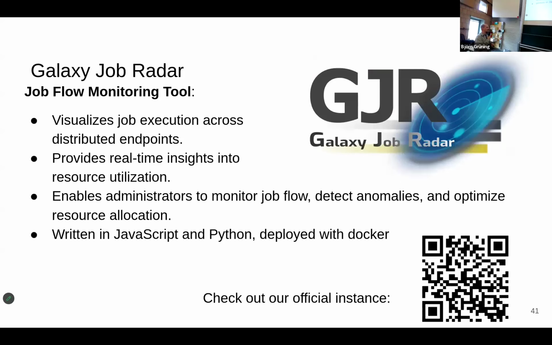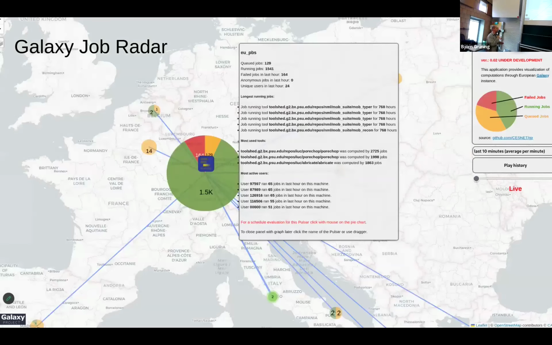In this context, the Galaxy Job Radar was also developed. It's a visualization tool, supposed to show real-time job distribution, which admins could use to detect maybe faulty destinations. That's kind of what it looks like. There have been some improvements on this, so I should probably get an updated slide for this.